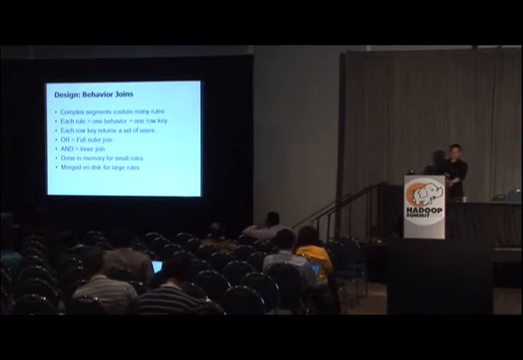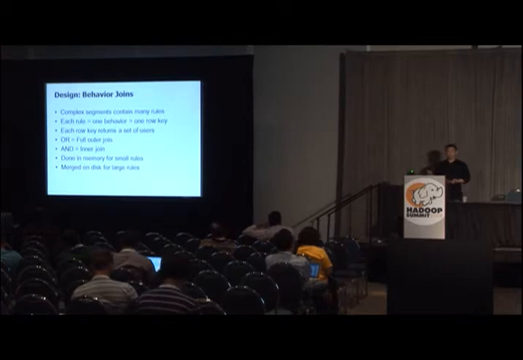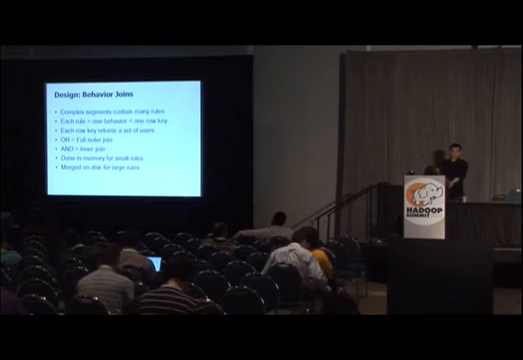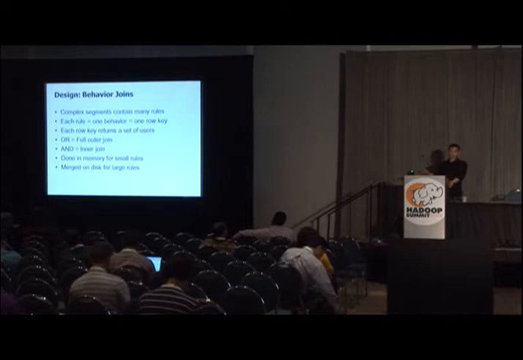So let's look at a segment. If you look at a complex segment that contains all kinds of behaviors, for example, users who have looked at this category today, clicked on something yesterday, and you can have a bunch of those in a segment. It's a very complex segment, and you create a complex segment to reach a certain targeted segment. So each behavior in the segment is basically a rule, and each rule is one behavior that we map to a row key in HBase.